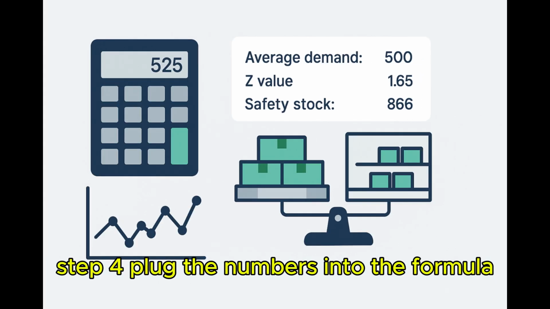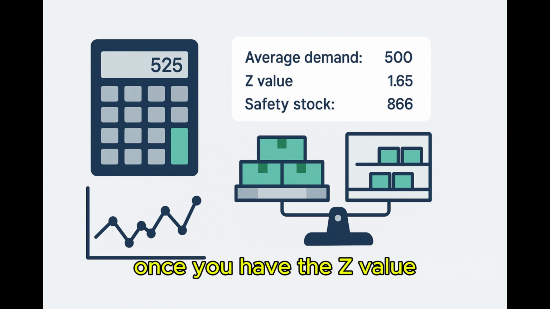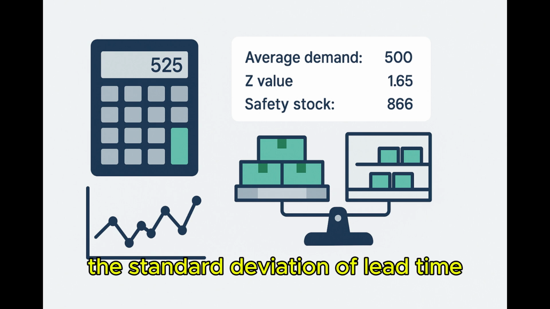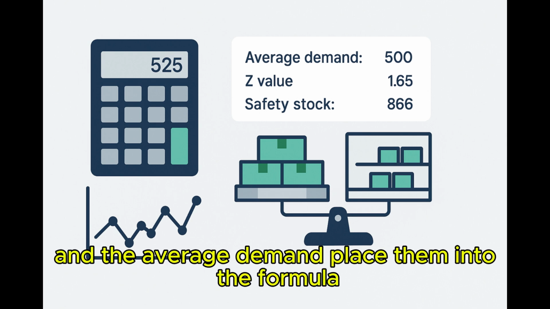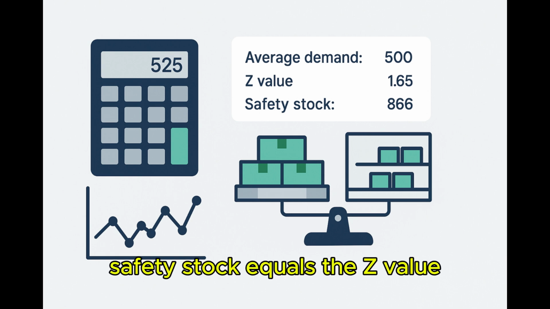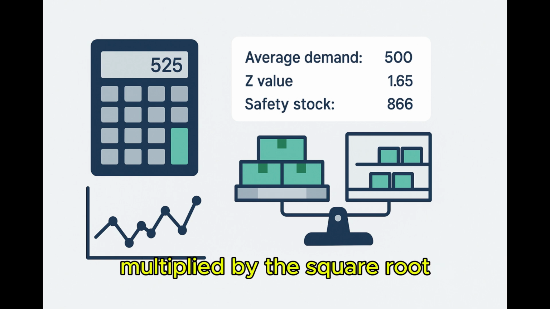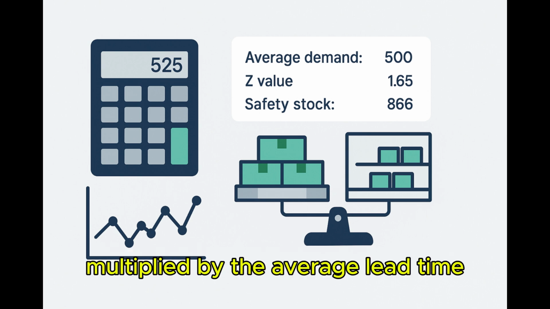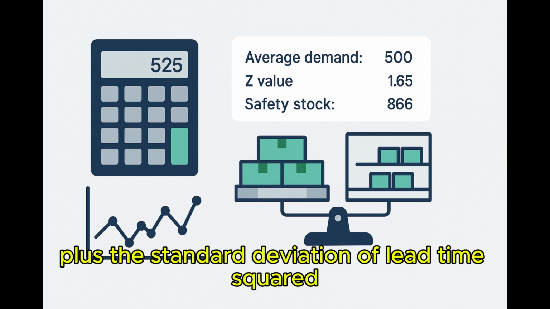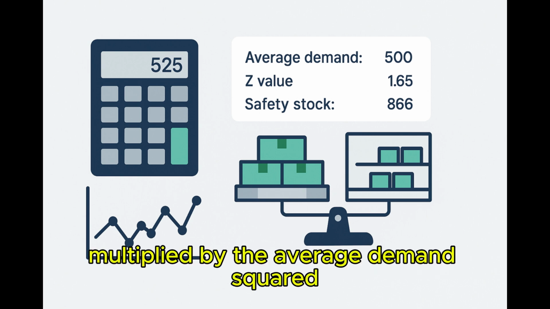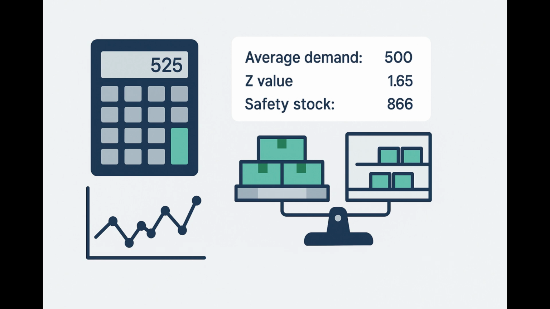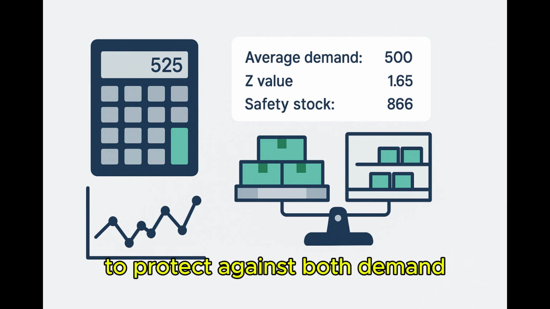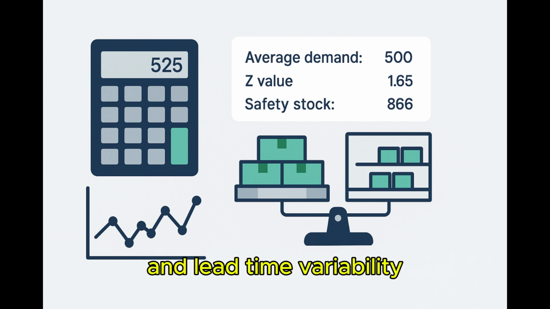Step 4. Plug the numbers into the formula. Once you have the z-value, the standard deviation of demand, the average lead time, the standard deviation of lead time, and the average demand, place them into the formula. Safety stock equals the z-value multiplied by the square root of the standard deviation of demand squared multiplied by the average lead time plus the standard deviation of lead time squared multiplied by the average demand squared. This gives you your safety stock quantity, the number of units you should keep in reserve to protect against both demand and lead time variability.